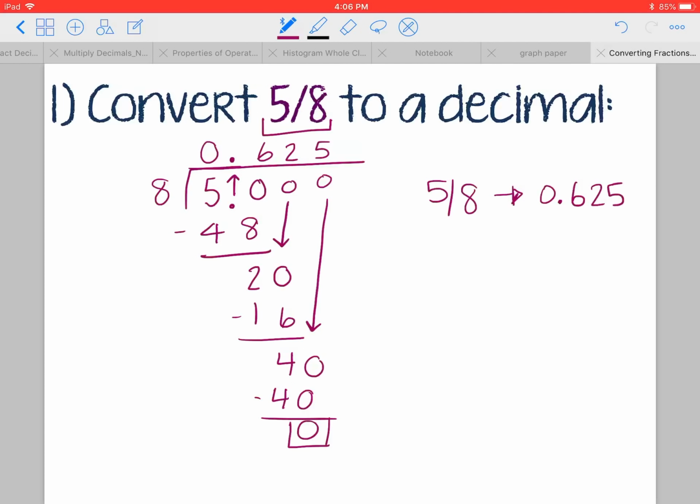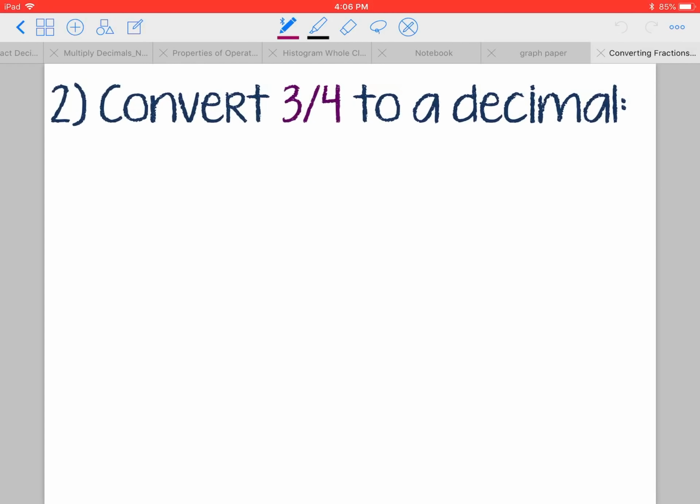Okay, all right, let's do another one. The next one we're going to take a look at is 3/4, and we want to turn it into a decimal. Now, I know a lot of you guys already know what the decimal form of 3/4 is, and that's great, but we need to show our work on our paper and show why we get that answer. So when we look at 3/4, we have 3 as our numerator and 4 as our denominator. So 3 is going to be inside the box as our dividend. 4 is going to be outside the box as our divisor.